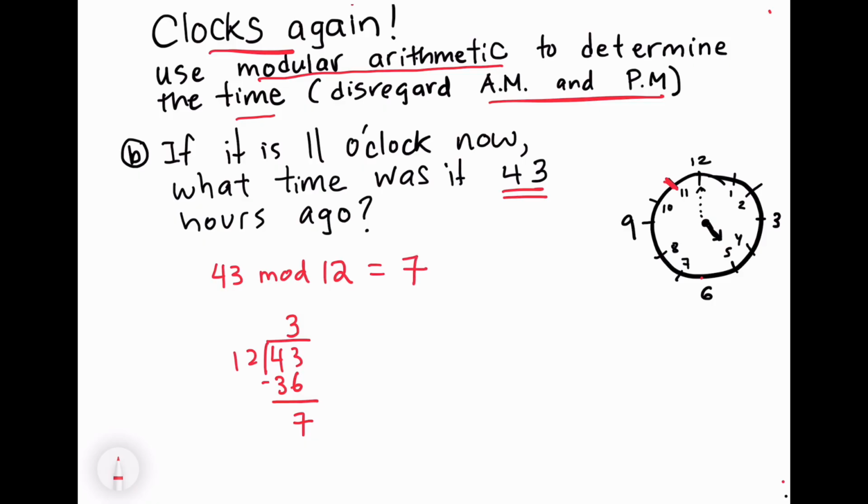So it looks like I go 3 rotations around the clock and then 7 additional hours backwards. So I would go around the clock 3 times, and then finally I would arrive back at 11, and then I'm going to go back another 7 hours. So 1, 2, 3, 4, 5, 6, 7, which brings me to 4 o'clock. So the answer in this case would be 4 o'clock.